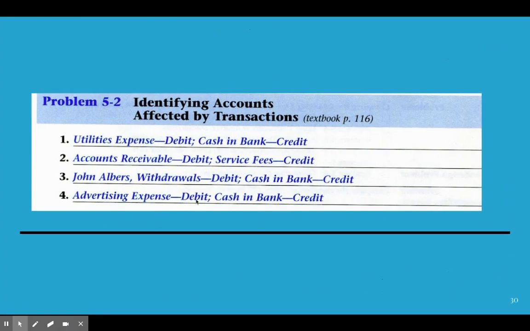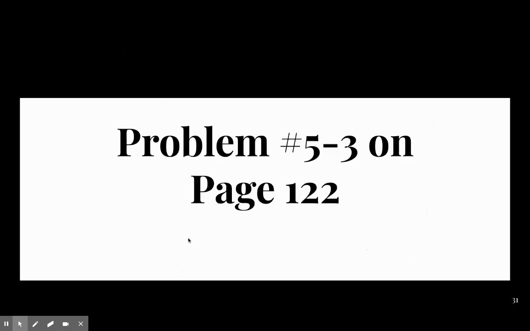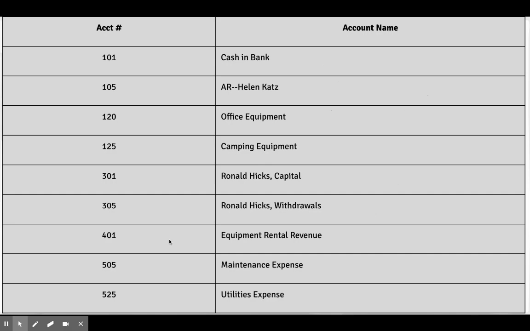Okay, this is just another way to go through the problem. You could pause here to check your work if you want to. And now we're going to move on to problem 5.3. So please turn to page 122 in your book.